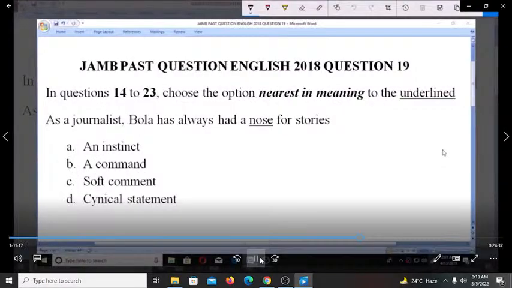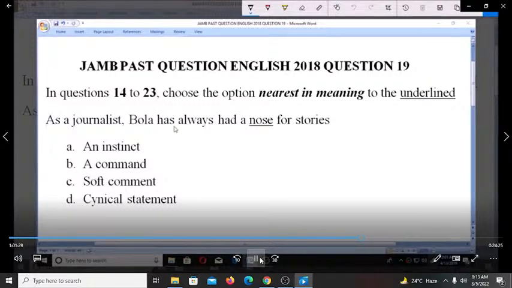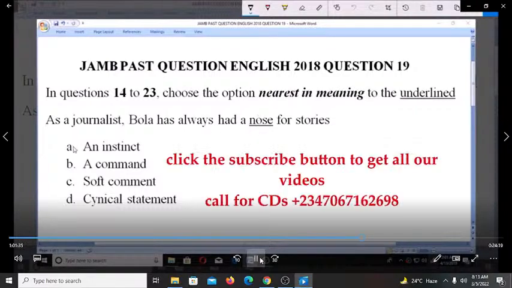Hello, welcome. Let's look at the JAMB past questions, English 2018, question number 19. In questions 14 to 23, choose the option nearest in meaning to the underline. As a journalist, Bola has always had a nose for stories. The underlying word is nose. Options are A, an instinct, B, a command, C, soft comment, D, cynical statement.